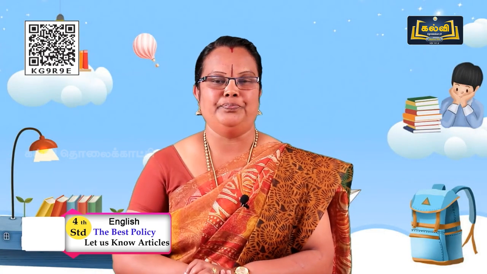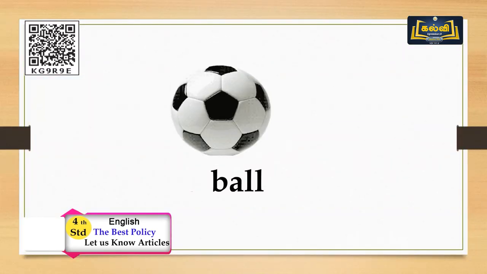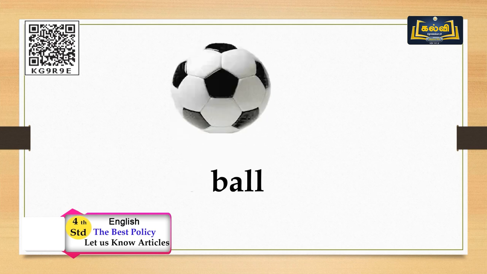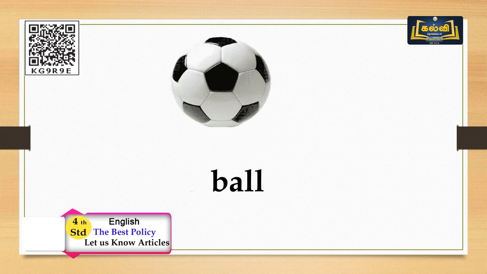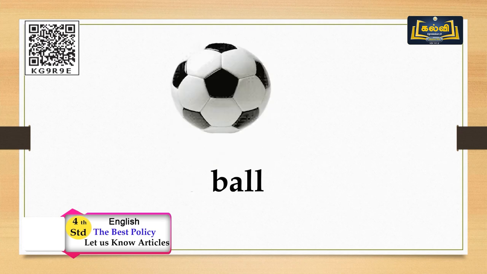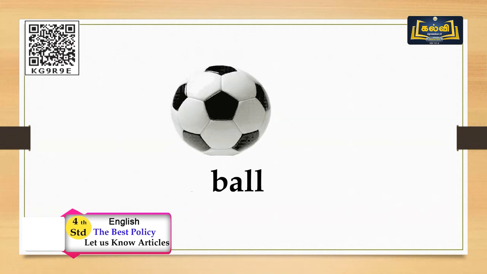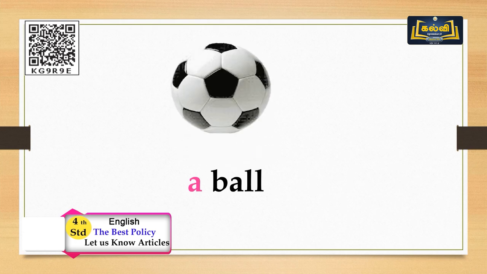I think. Okay. Now here. What is it? It is a good plaything for you. This is a ball. See the spelling. It's the word ball. B-A-L-L. Ball. So the sound of the first letter is B. So obviously it is understood. You should use the article A before the word ball. Is it clear for you?